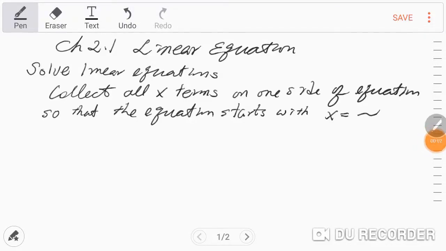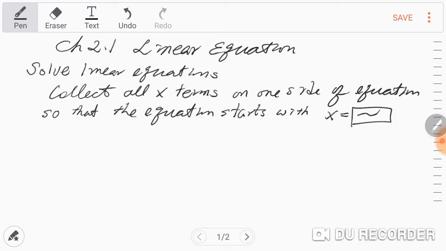Okay, chapter 2.1 is about linear equations, solving linear equations. When you solve linear equations, we have to collect all the x terms to one side, especially to the left side of the equation, so that the equation starts with x equals something. Then the right side of this equation is the solution of the linear equation. So let's do some examples.